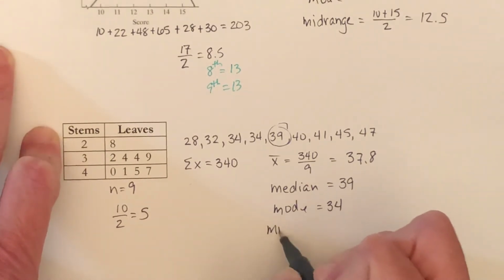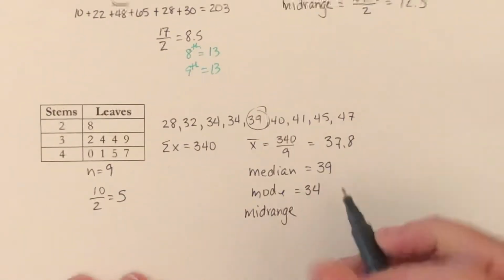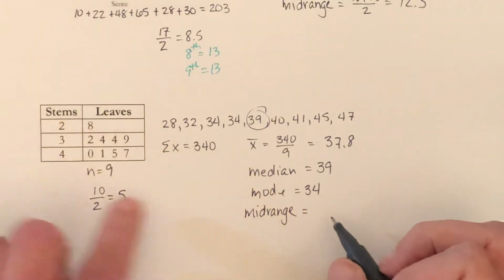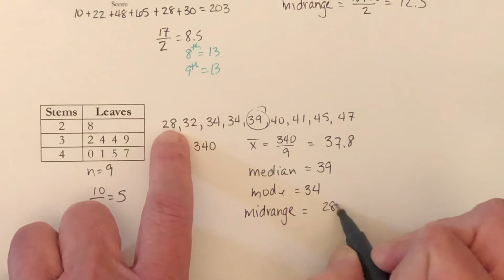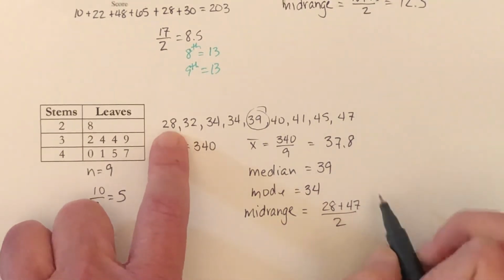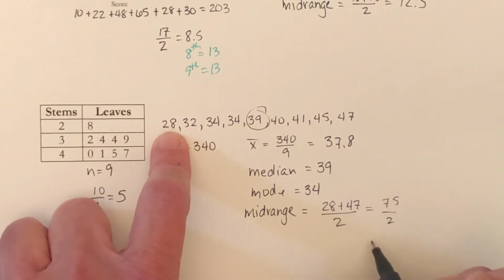And then the mid-range is my largest value plus my smallest value, and divide by 2. That gives me 75 over 2, which is 37.5.